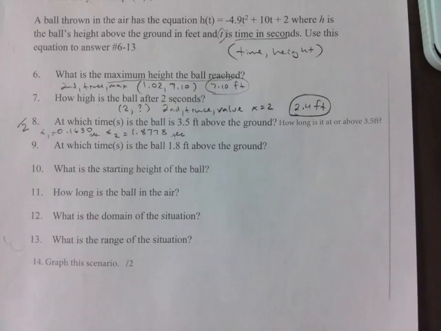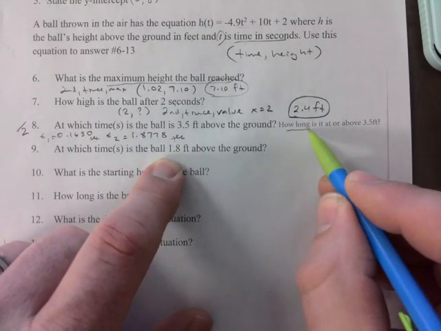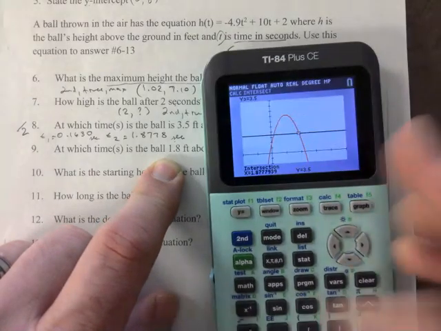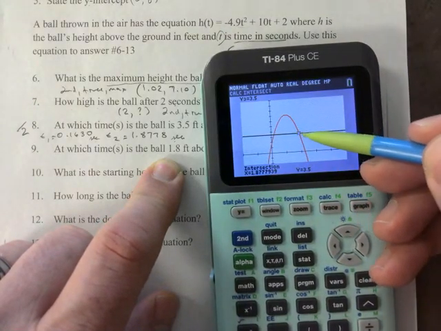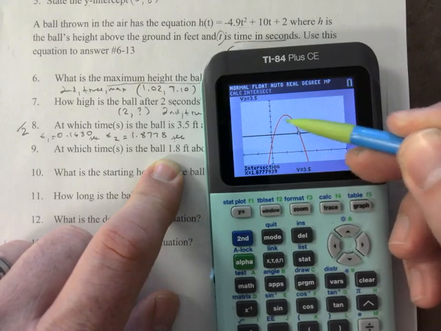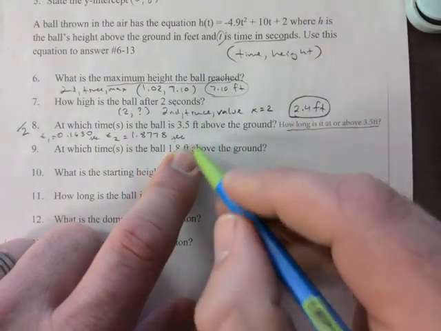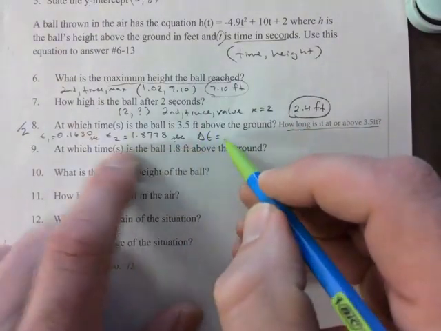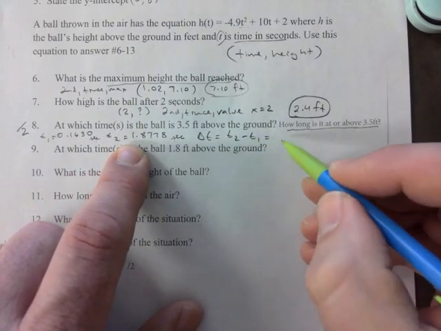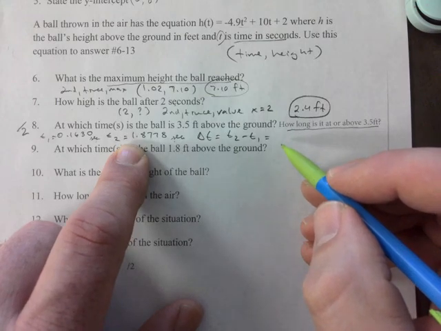in total. That's the only one that's worth 2, as well as the graph. So it says how long is it at or above 3.5? Remember, at or above. So when you subtract 2 times, you're finding that gap, the time spent there. So we're going to go delta t. We subtract t2 minus t1. And I'm just going to give you the answer there.